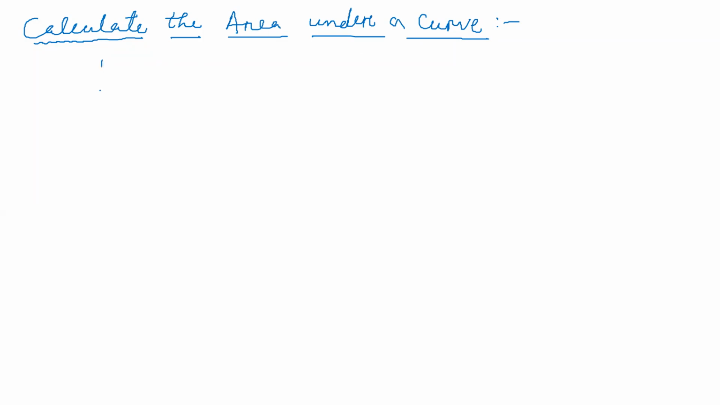Let's say we have a graph. We have an area like this, having a curve. One point is the starting point, with coordinate x1, and the ending point has coordinate x2. This is the x-axis, and this is the y-axis. How to find the area under this curve?